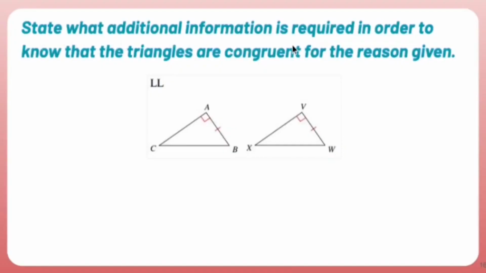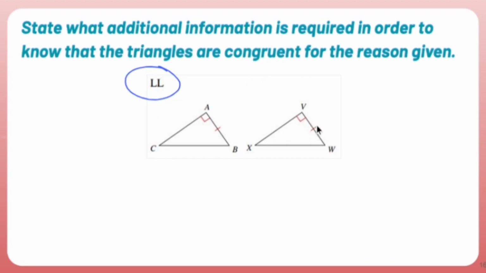State what additional information is required in order to know that the triangles are congruent for the given reason. I need to show that these two triangles are related by LL Cool J, which is a rapper from the 90s. I made that joke in a previous video. I'm not going to stop until I stop doing math for a living.